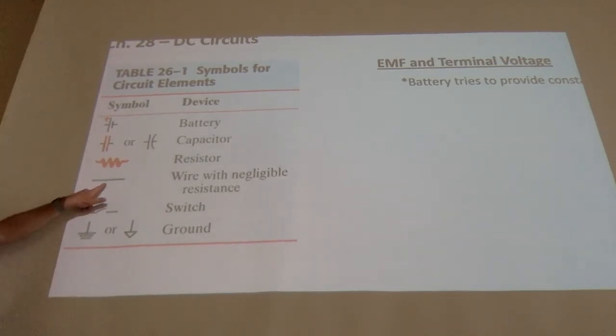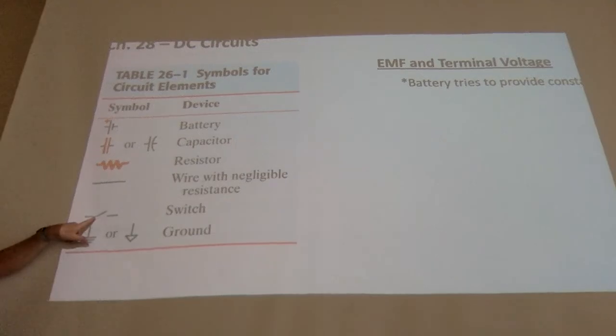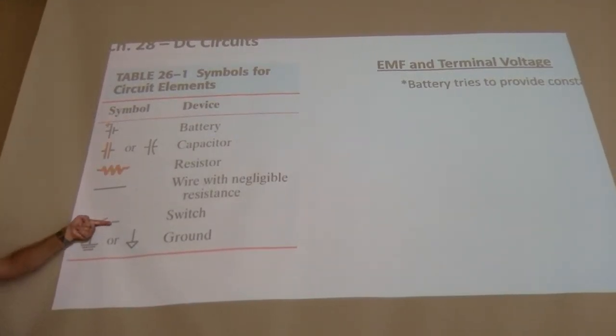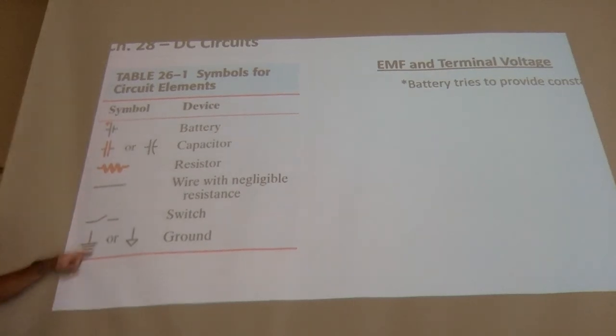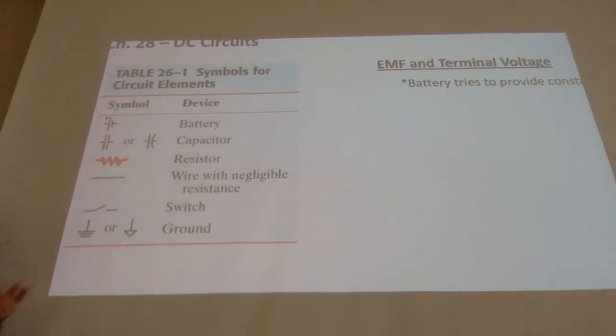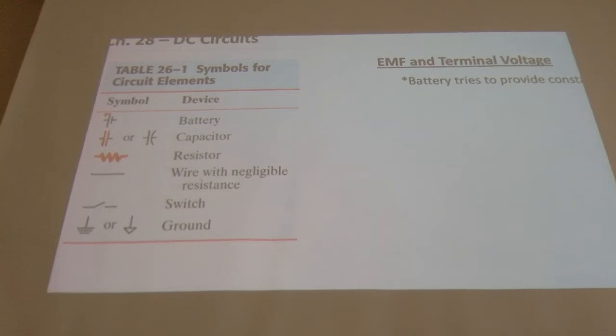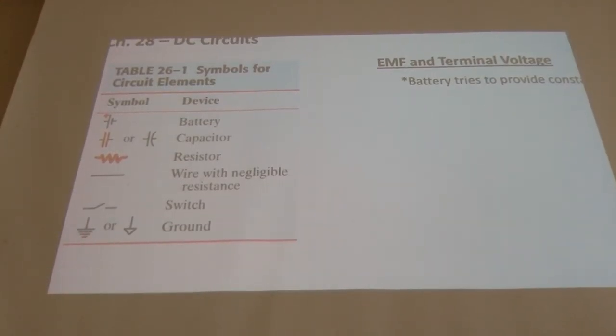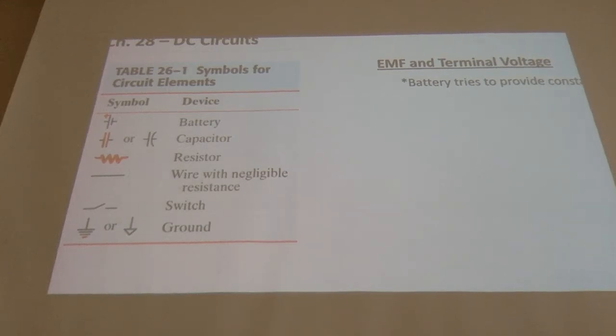For a wire, we'll just use a straight line. For a switch, we have a little thing that's a broken line. You can imagine I could take that line and make a connection again. And then for ground, which we're going to talk a little bit more about at a later date, we use sort of this series of decreasing length lines.